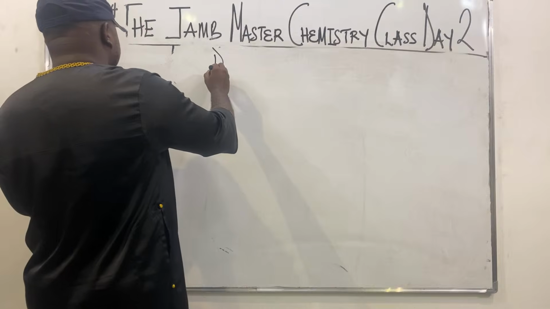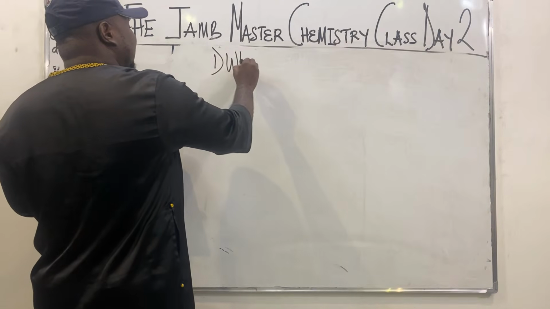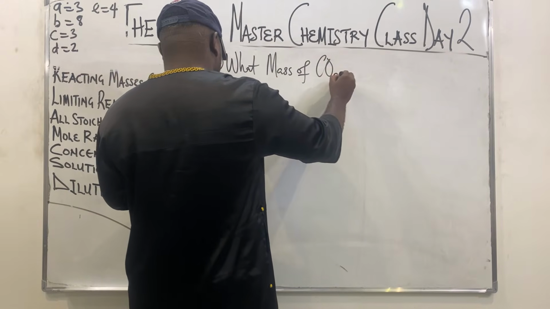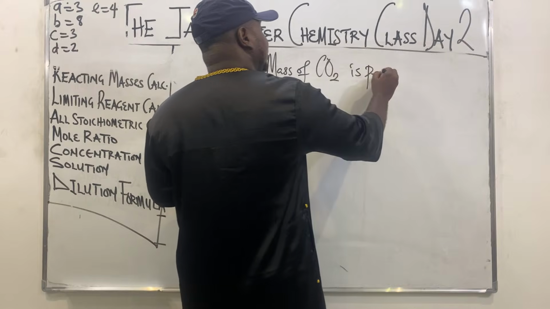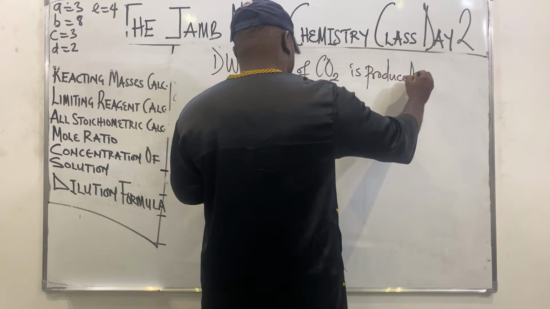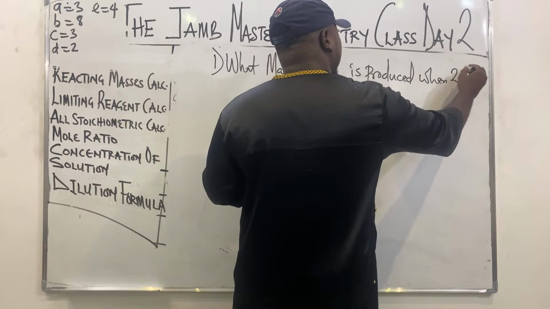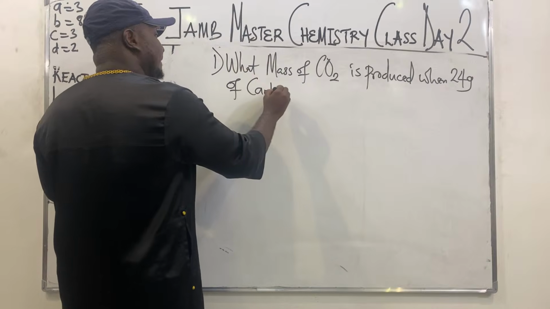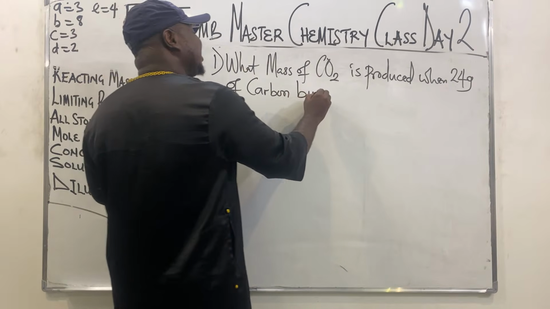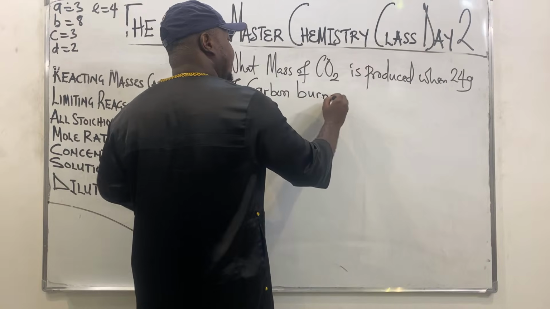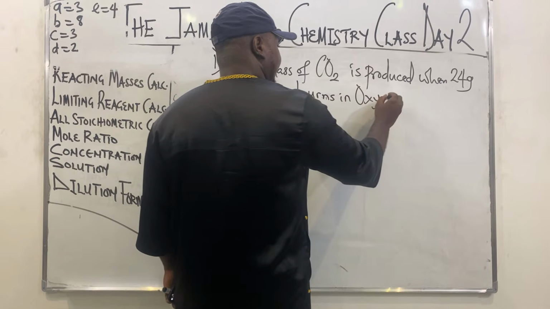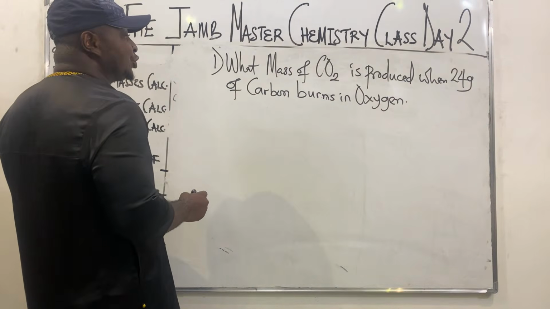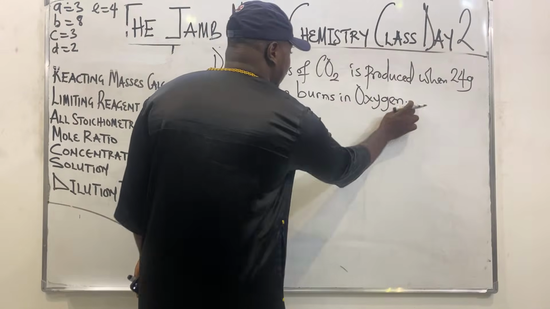Question 1. What mass of CO2 is produced when 24 grams of carbon burns in oxygen? What mass of CO2 is produced when 24 grams of carbon burns in oxygen?